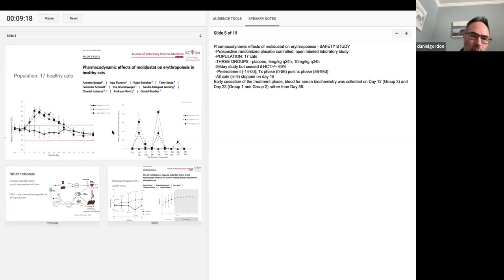And you can see that the erythropoietin concentrations spiked within the first 6 hours in both the 5 mg per kg and 10 mg per kg groups. So we do know that there is some efficacy in healthy cats, and we saw a significant change in the group there.